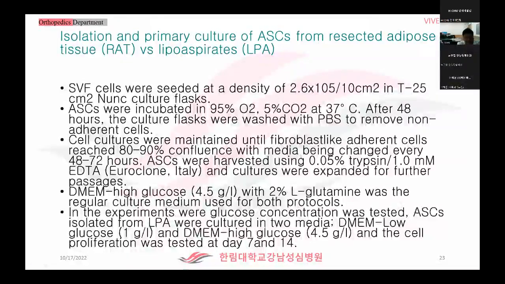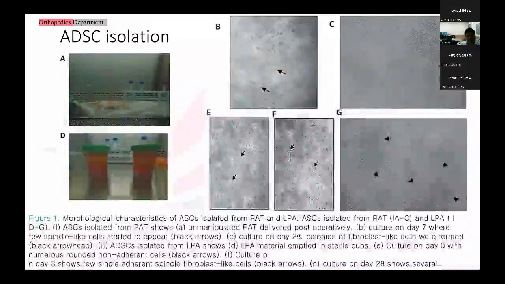After 48 hours, the culture flask will be washed with PBS to remove non-adherent cells, and then the cells will be harvested for making the different passage lines. So you can see how it looks. It's a very simple way that we got the tissue.